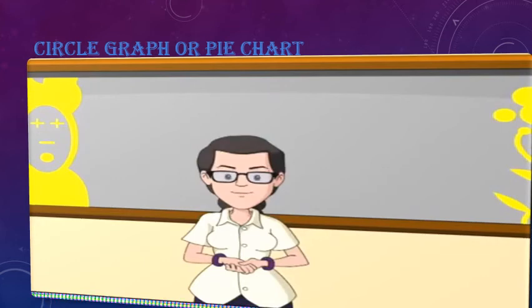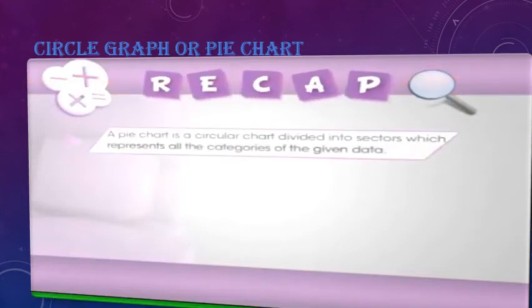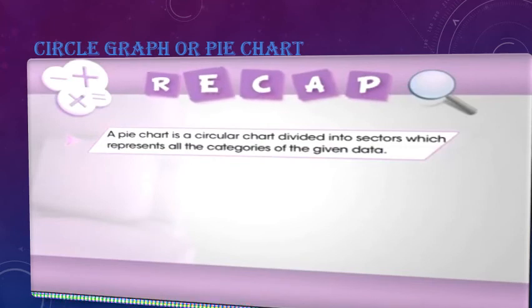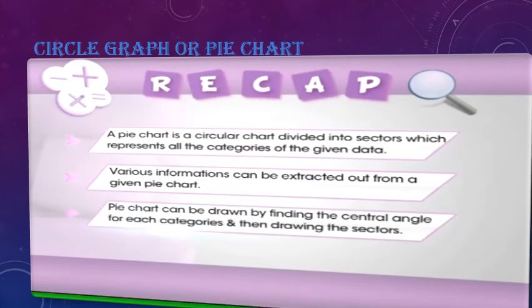Now let's take a quick jog down memory lane to catch up on what we have learned on pie charts. In this module, we have learned the following. A pie chart is a circular chart divided into sectors which represent all the categories of the given data. Various information can be extracted from a given pie chart. A pie chart of given data can be drawn by first finding the central angle for each category and then drawing the sectors using a protractor.